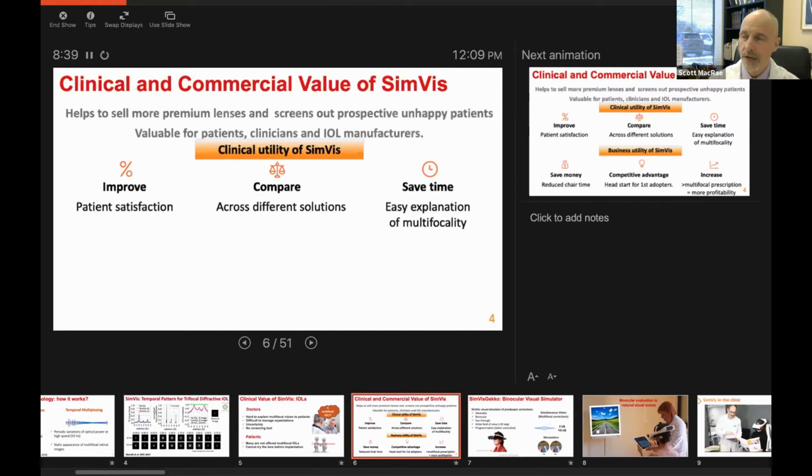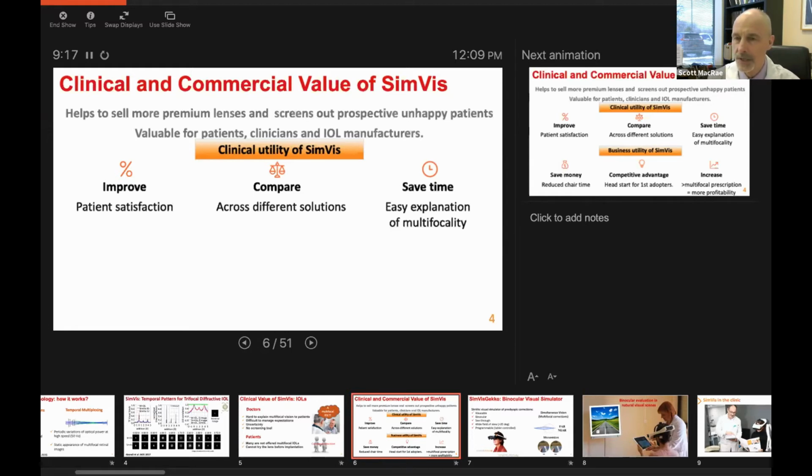The clinical and commercial value of SimVis allows us as clinicians to sell more premium IOLs if it's appropriate for those patients. But just as importantly, and I really like this, it allows us to screen out prospective unhappy patients. One of the biggest barriers to the multifocal lens strategy is that we can't determine that 3, maybe 5% of patients that aren't quite happy with their multifocal lens. It's very difficult to screen that out.